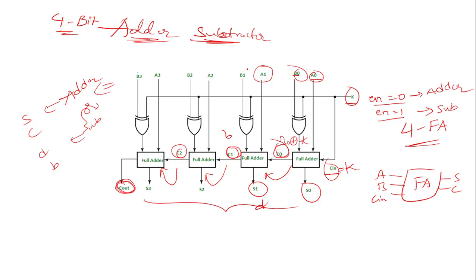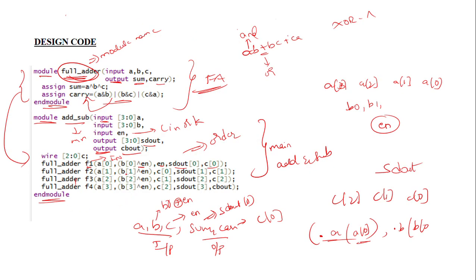The first input is A1, the second input is B1, but it is not going to be plain B1, it is B1 XOR with enable. The third input is the output of the first full adder, so C0 is our third input. These are the inputs, and S1 and C1 are our outputs. Just see A of 1, B of 1 XOR with enable, and C of 0.